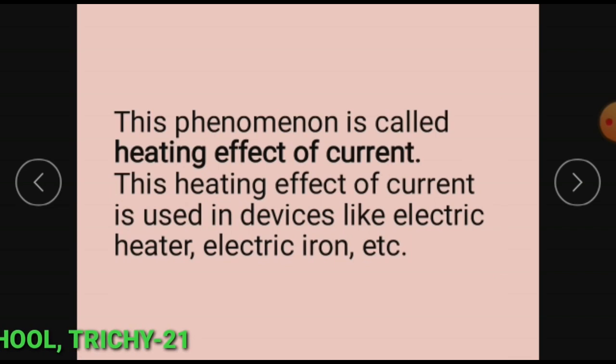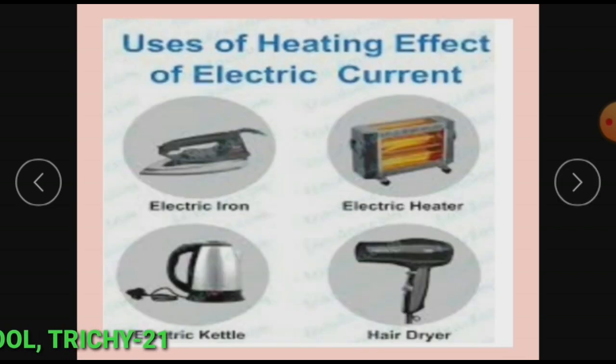This heating effect of current is used in devices like electric heater, electric iron, electric kettle, hair dryer, etc.